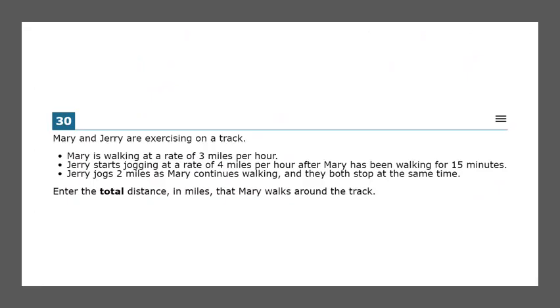Problem number 30 here requires you to, again, set up a bunch of different rates. So the first rate that we see is Mary is walking at a rate of 3 miles per hour. So I'm going to write down that rate, 3 miles per 1 hour. So the first rate is Mary's walking rate. The second one says Jerry starts jogging at a rate of 4 miles per hour after Mary has been walking for 15 minutes. So Jerry, in red here, is moving at a rate of 4 miles per 1 hour.